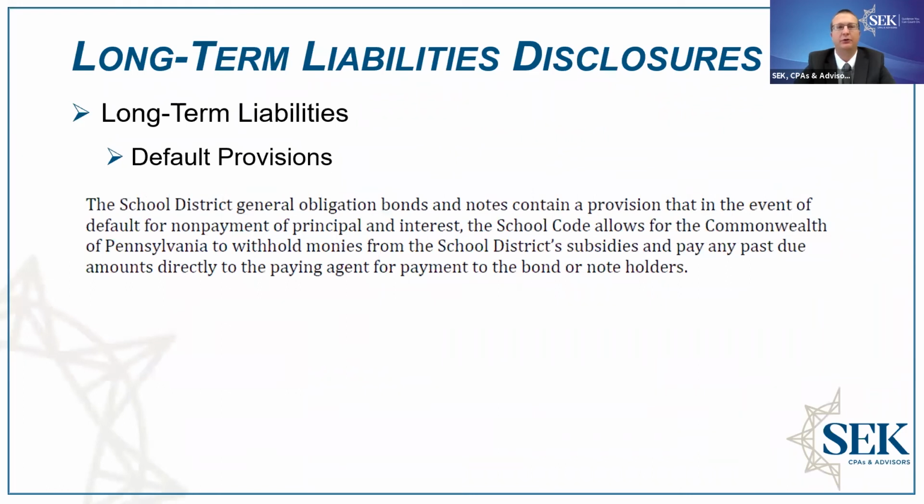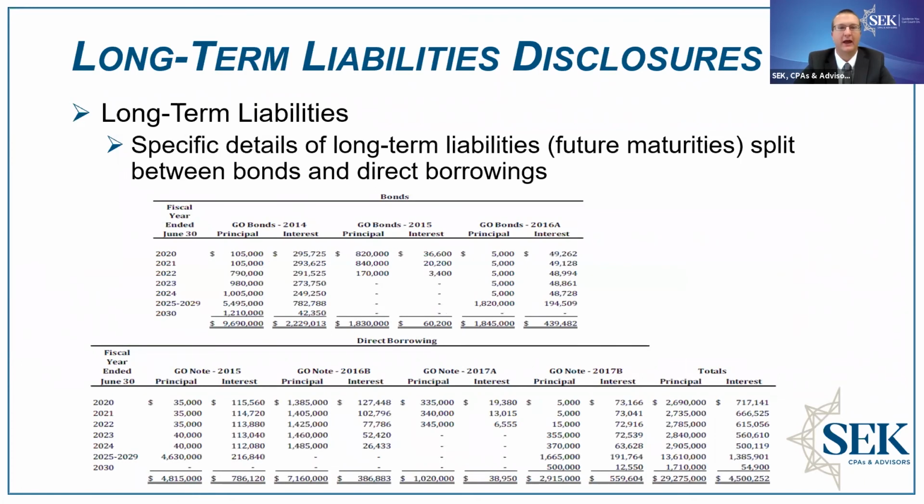And then the next example that I have is just some default provisions that we have here. Once again, if the school district were to not make your debt payments, typically there's ramifications for that. Basically, all the bonds could be callable, or the payment from the Pennsylvania School Code or the Commonwealth of Pennsylvania could be withheld related to that.